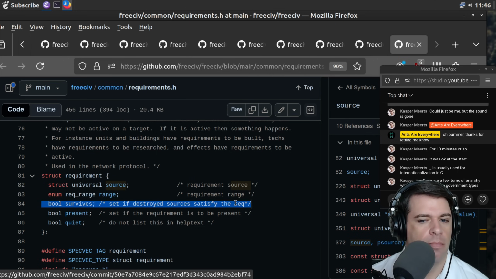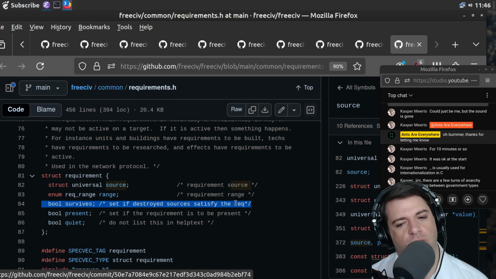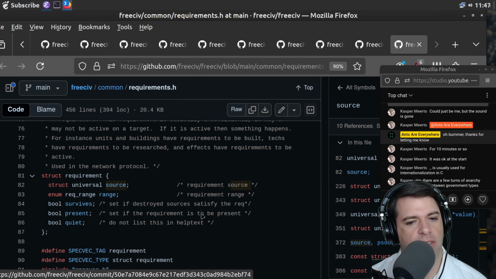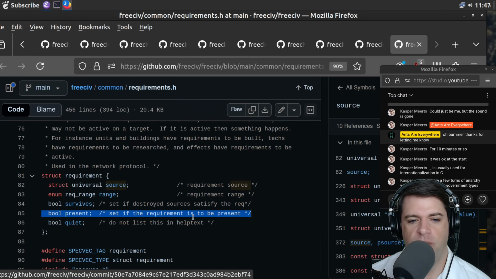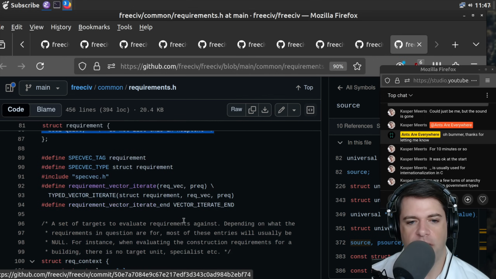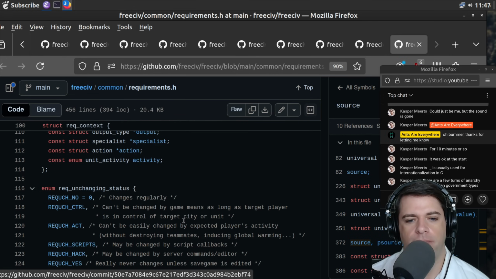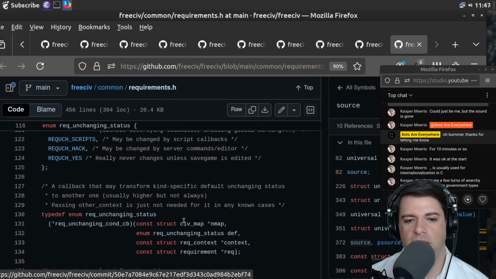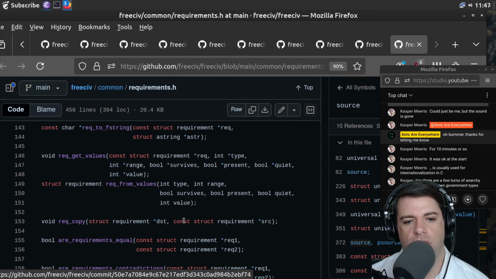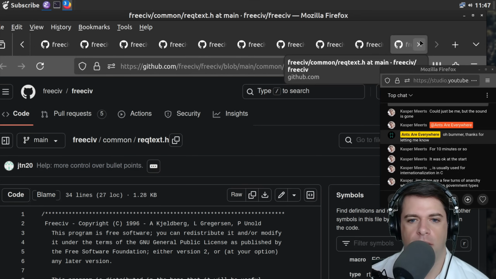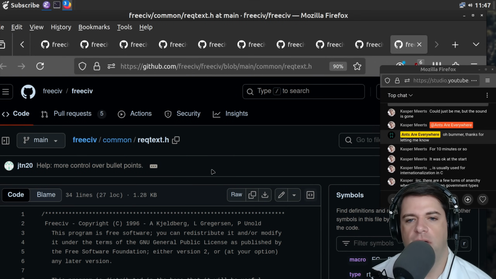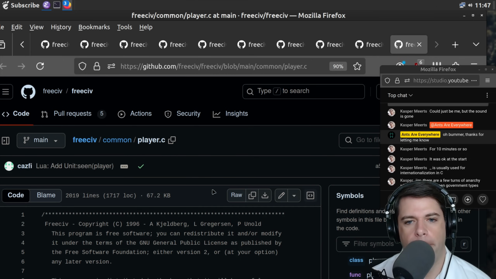So maybe if you learn science, that probably survives the destruction of the city that learned science, but an aqueduct doesn't. Something like that. And then we have present, set if the requirement is set to be present, and quiet: do not list this in help text. And so on. Code-wise, it seems to be a lot of setters and getters, getting strings, that sort of thing. In fact, we're going to get rid of all this common stuff.